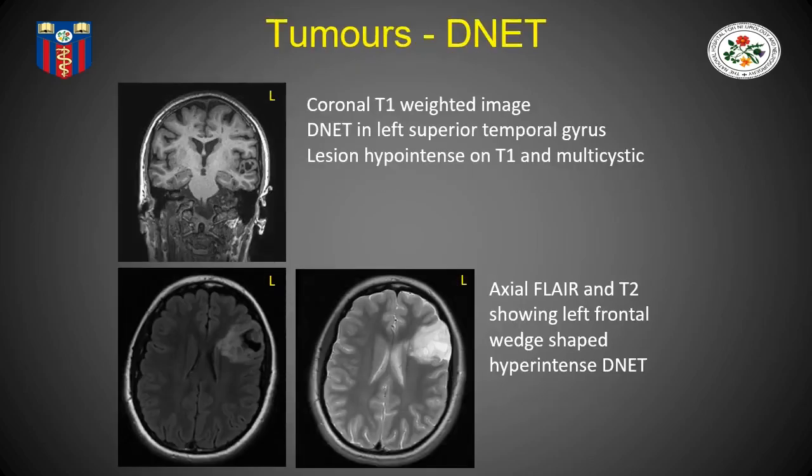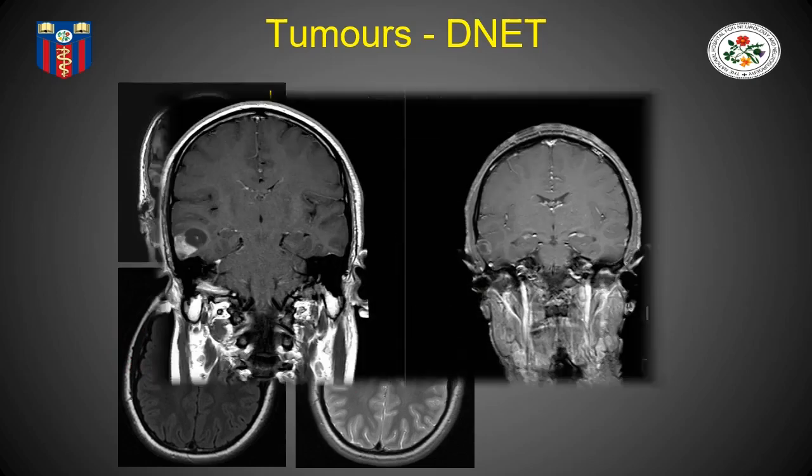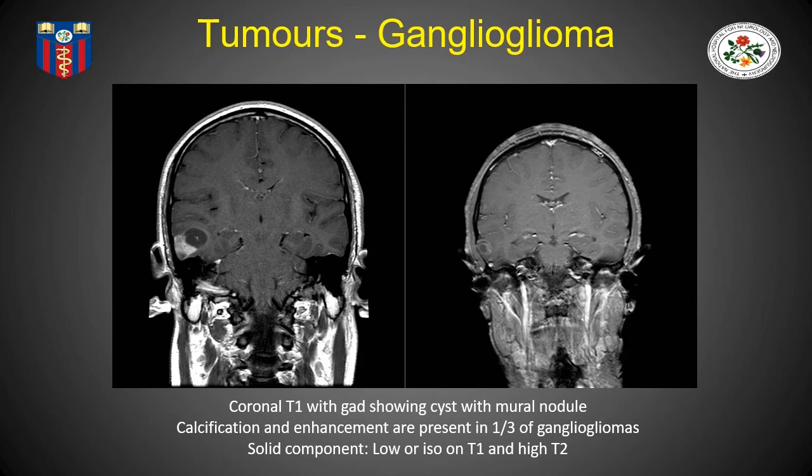DNTs have a typical bubbly appearance. Here you can see a DNT in the left superior temporal gyrus. They tend to be hyperintense on T2 and FLAIR sequences, and they tend to have a wedge shape, as you can see in this picture. Gangliogliomas often enhance and tend to have a solid nodule, and sometimes a cystic component.